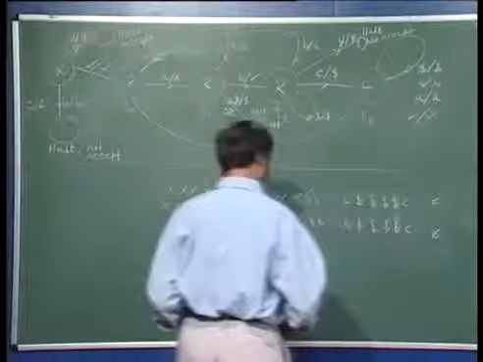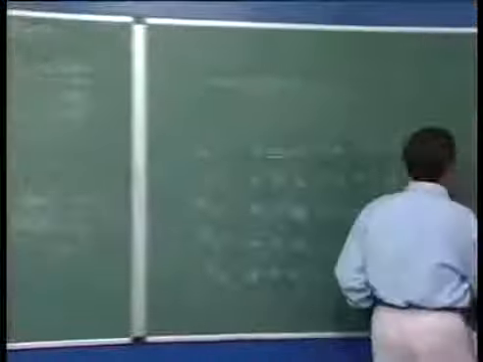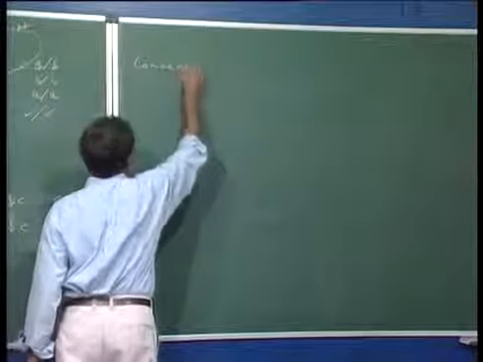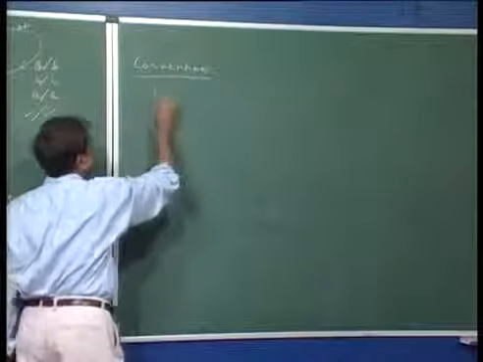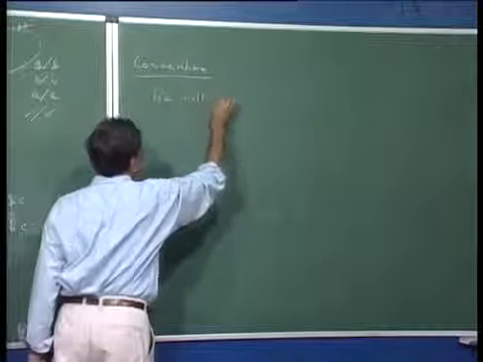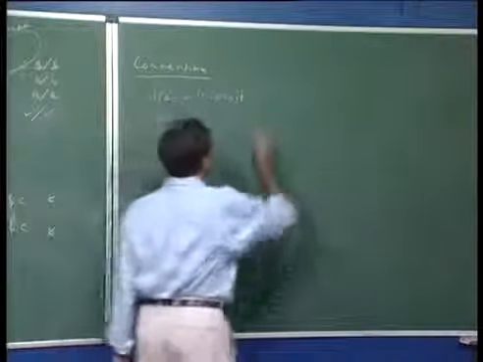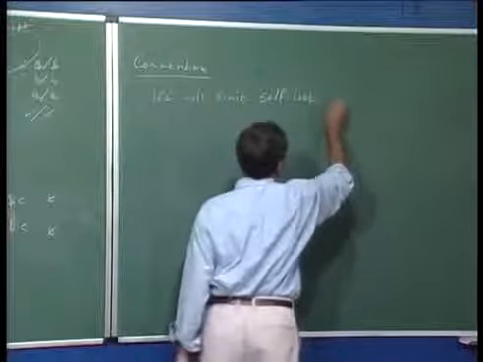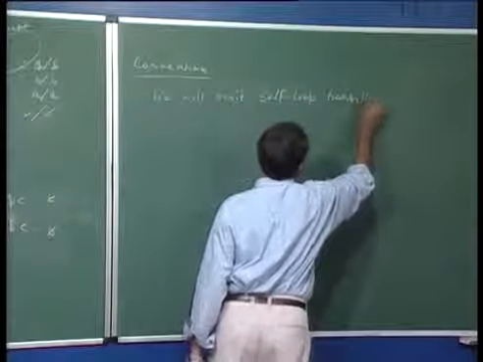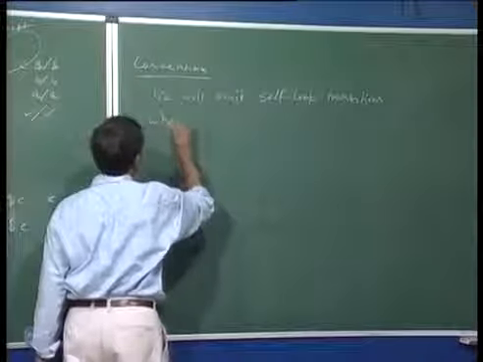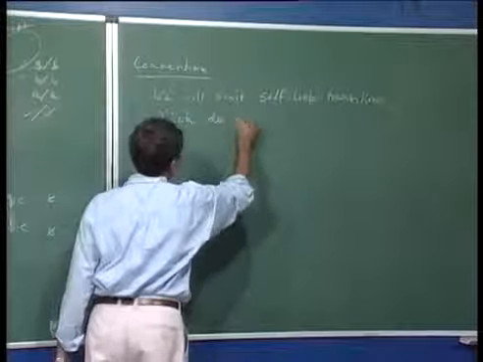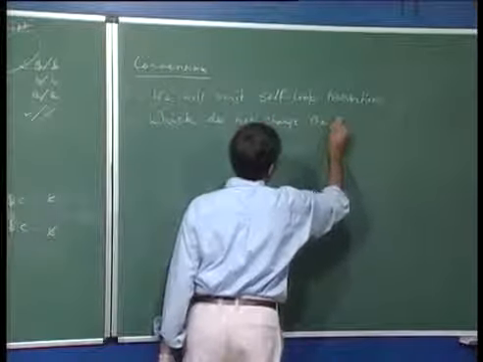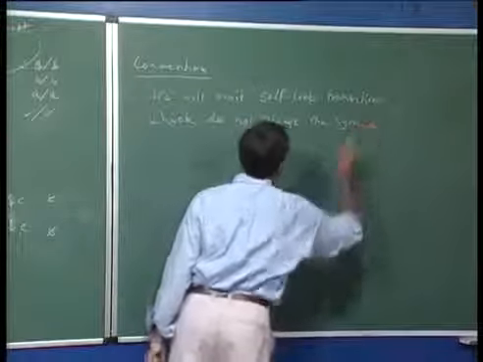All right. So, let me be very clear. What we mean is, it is a convention that we will omit self loop transitions which do not change the symbols being scanned.